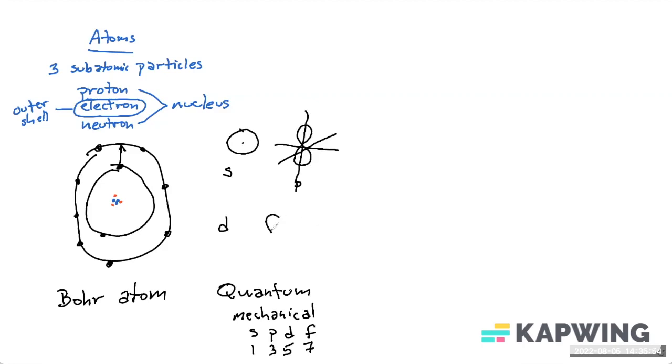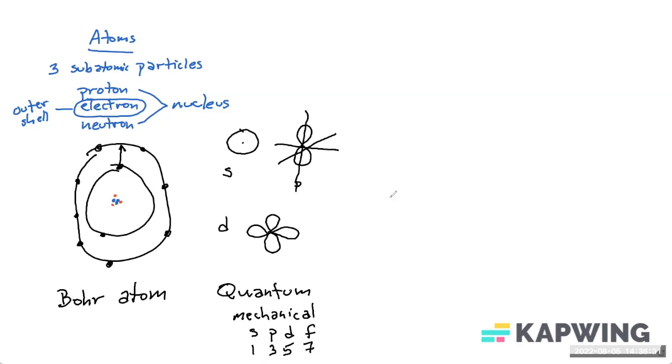The D has 4 lobes, and there are 5 of these in various orientations, and you can look in your book or look online to see those. And the F is a more complicated shape. Let's see if we can predict how many lobes. 1, 2, 4. Oh, we're doubling each time. There are 8 lobes in an F orbital. Just like there's a pattern here, 1, 3, 5, 7 for the number of orbitals. We're going up by 2 each time.